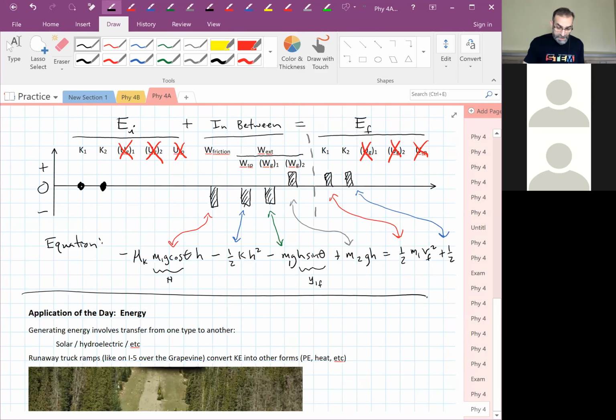The normal force is mg cosine theta. And then the height, this is the distance. This is the distance. That's F.